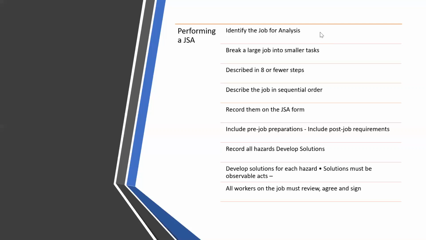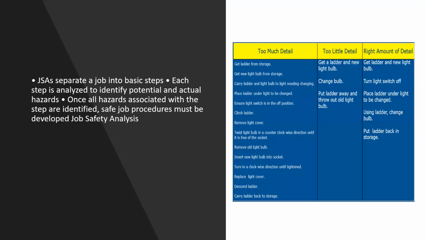Save that documentation. So step one, we're going to list out the job steps. Remember I said we want to do about 8 or fewer. We don't want a whole book. This little chart over on the right kind of shows you, if we were going to change a light bulb today and we wanted to fill out a JHA to make sure employees are safe while they're changing out light bulbs.